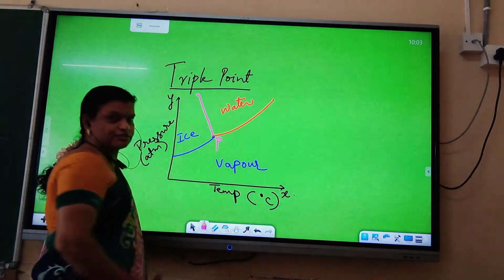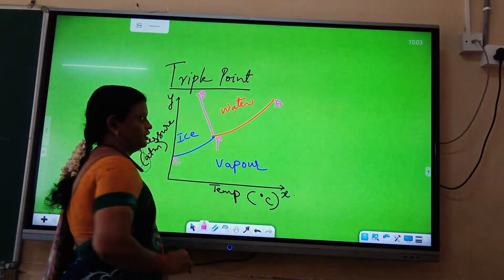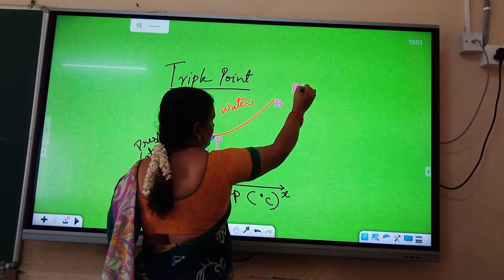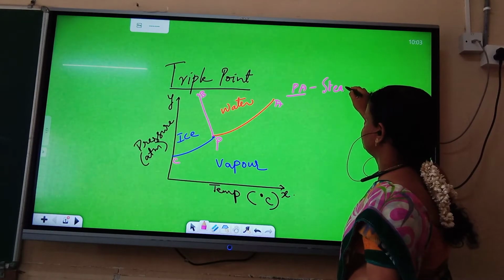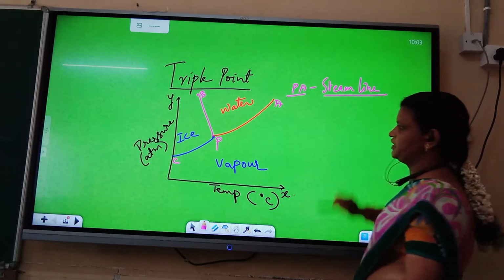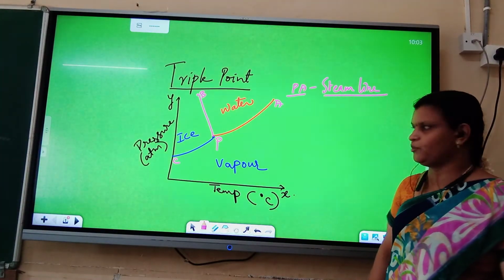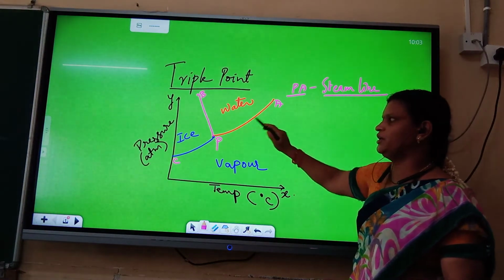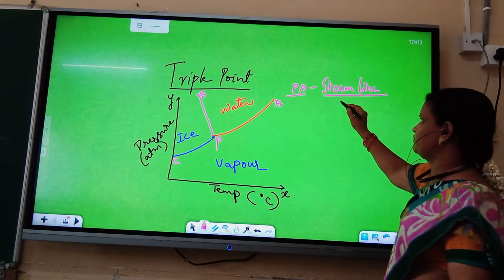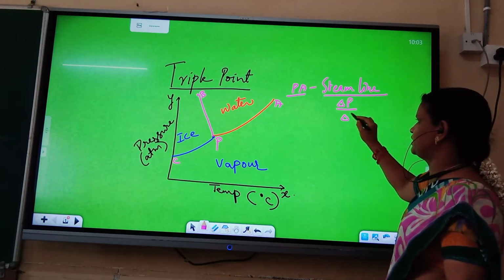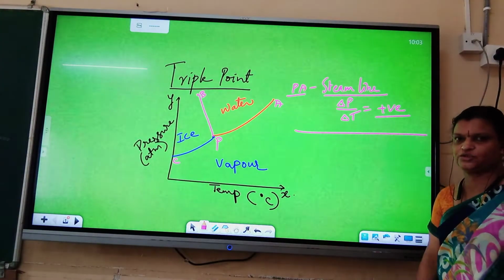Here let me take this as P, and here A, and here B, and this is C. Now PA can be called with one particular name. What is that? Steam line. Along the steam line, you can observe that elevation in the boiling point will happen. That means water and vapor, both of them will coexist. And whenever you take the slope of this graph, delta P by delta T, this will be positive. That means boiling point increases along with the pressure. That's what we can understand.